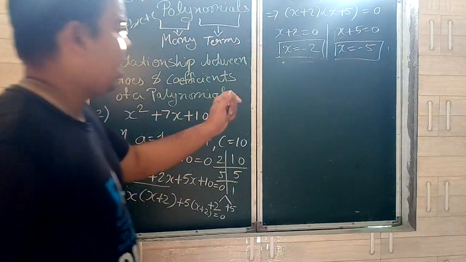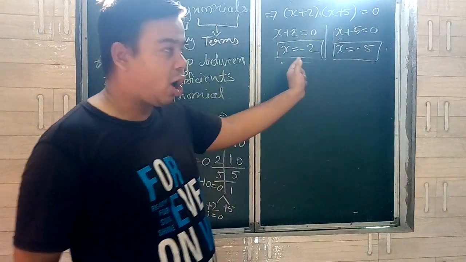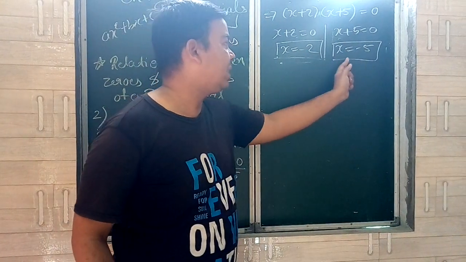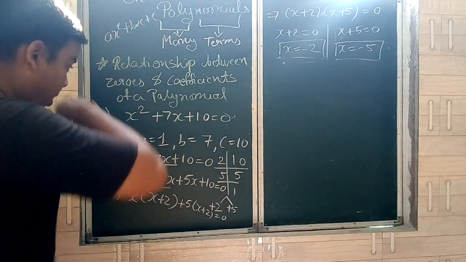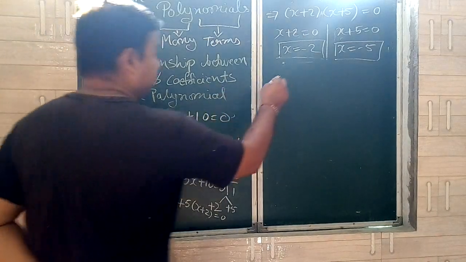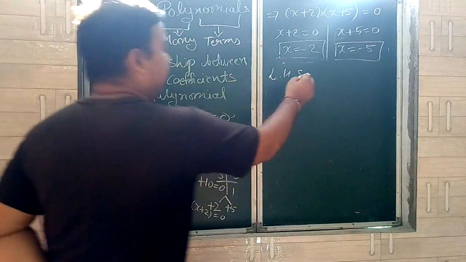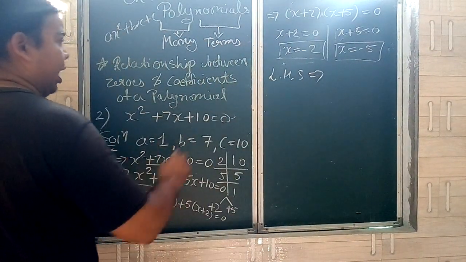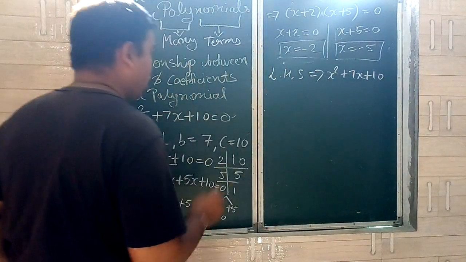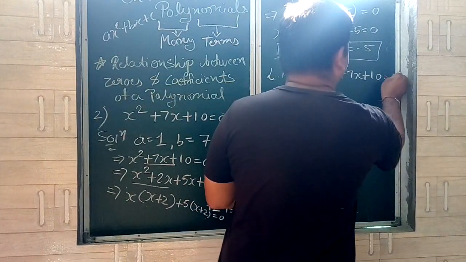One more thing, students: we found this solution, two roots, two zeros we call them, x equal to minus 2 and x equal to minus 5. So why do we call them zeros? Suppose this is the LHS, and I think you know, but I recall this one thing: the LHS is x square plus 7x plus 10.